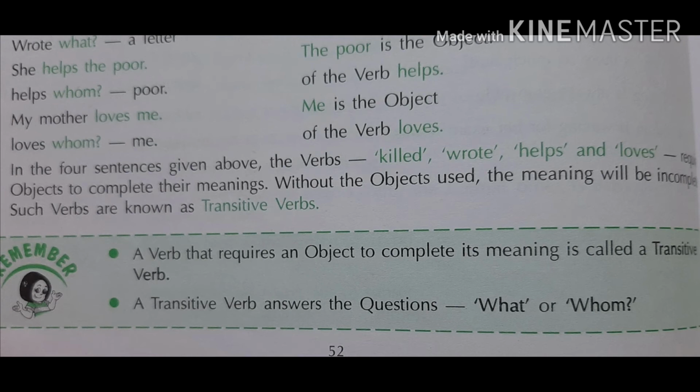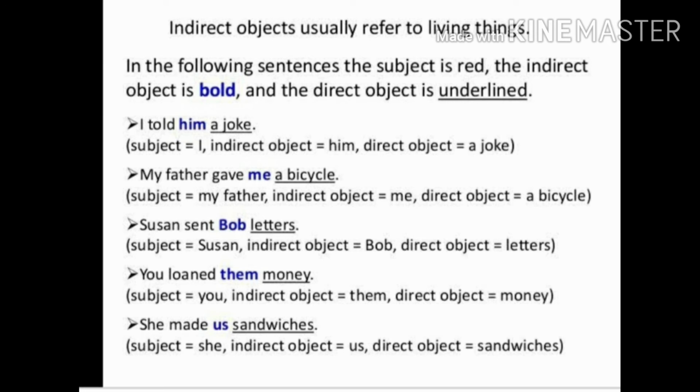A transitive verb answers the question what or whom. We can find out the object with the help of what or whom. In a transitive verb, we have two types of object, direct object and indirect object. With the help of what we find the direct object, and with the help of whom we find the indirect object. An indirect object is always a living thing. Now look at some more examples to find direct and indirect objects.